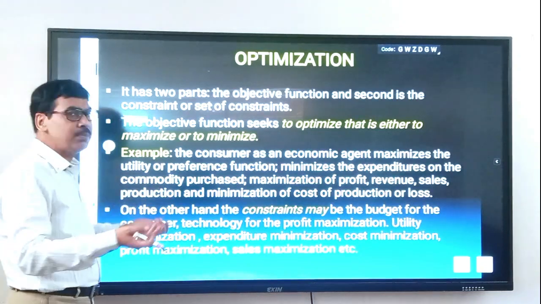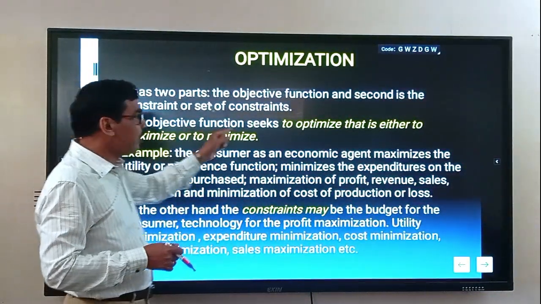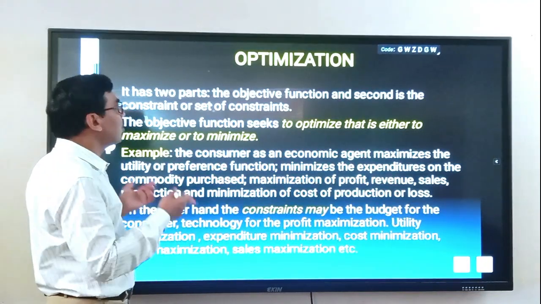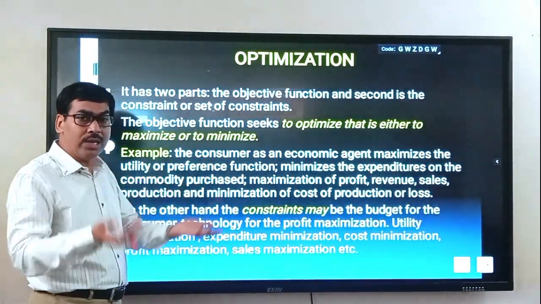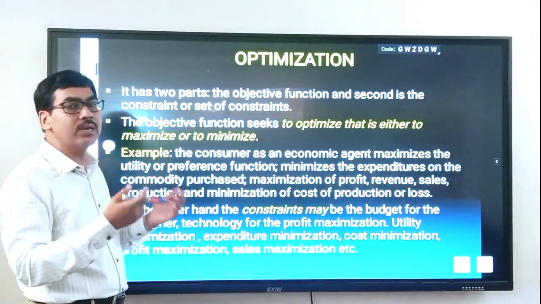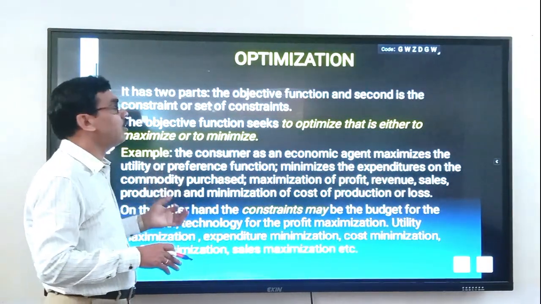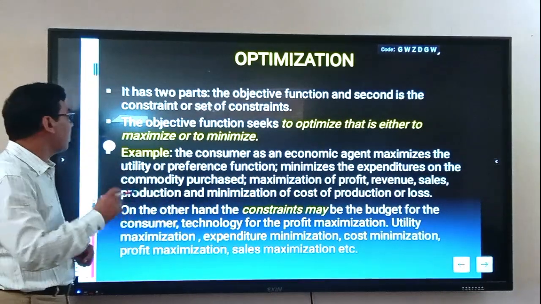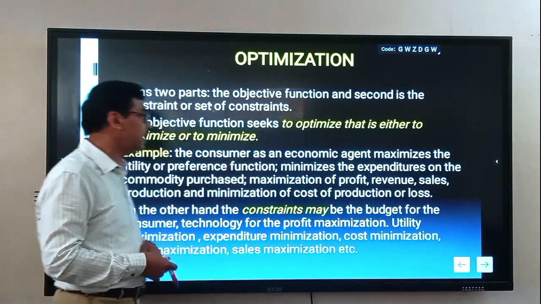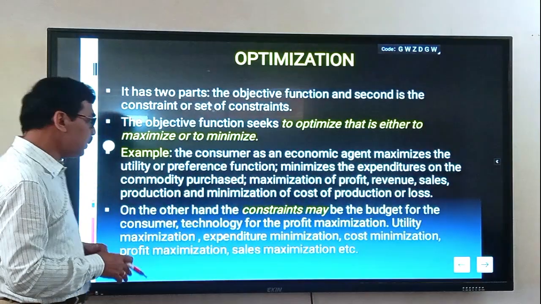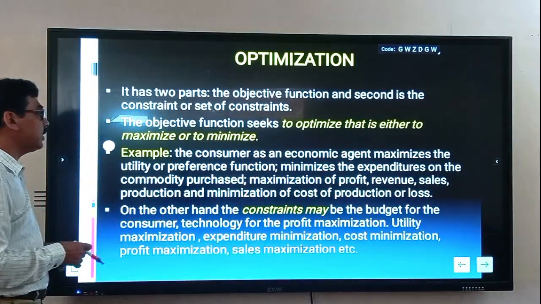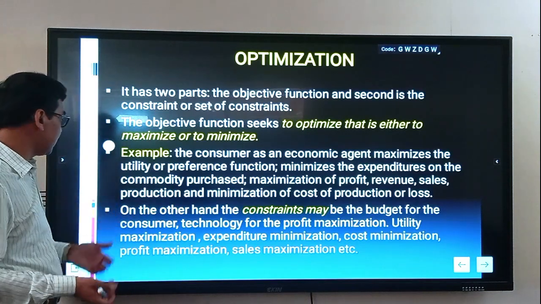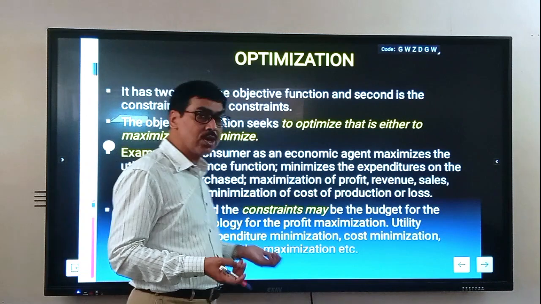But whenever we have a constrained maximization or constrained optimization problem, it has two parts: the objective function, and the constraint or set of constraints. We may have a single constraint, or many constraints. The constraint may be linear or non-linear, but generally in consumer behavior and primary analysis, we take linear constraints. The objective function seeks to optimize, that is, either maximize or minimize. For example, the consumer as an economic agent tries to maximize the utility or preference function, or minimizes the expenditure on the commodities purchased subject to the utility constraint, or maximizes profit, revenue, sales, or production, and minimizes cost of production or losses.